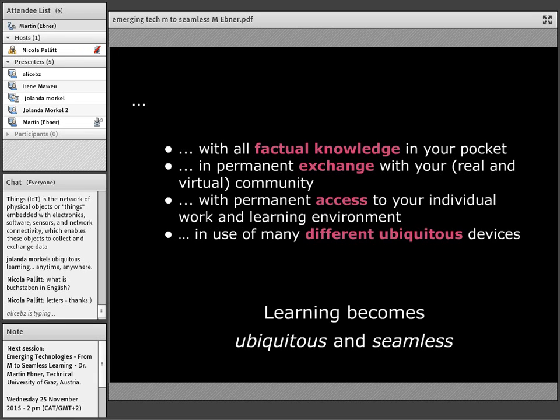You have a permanent access to your individual work and learning environment, whatever this means. So it's something put on the web and you just get the information. And you also use many different ubiquitous devices, and more and more of them are going to the internet. And therefore, we see that learning becomes much more ubiquitous and, of course, also seamless.